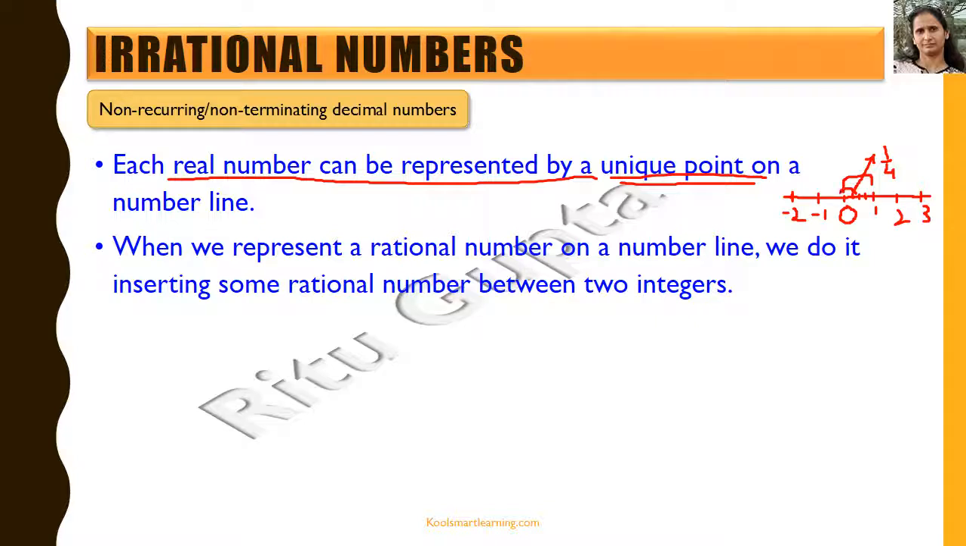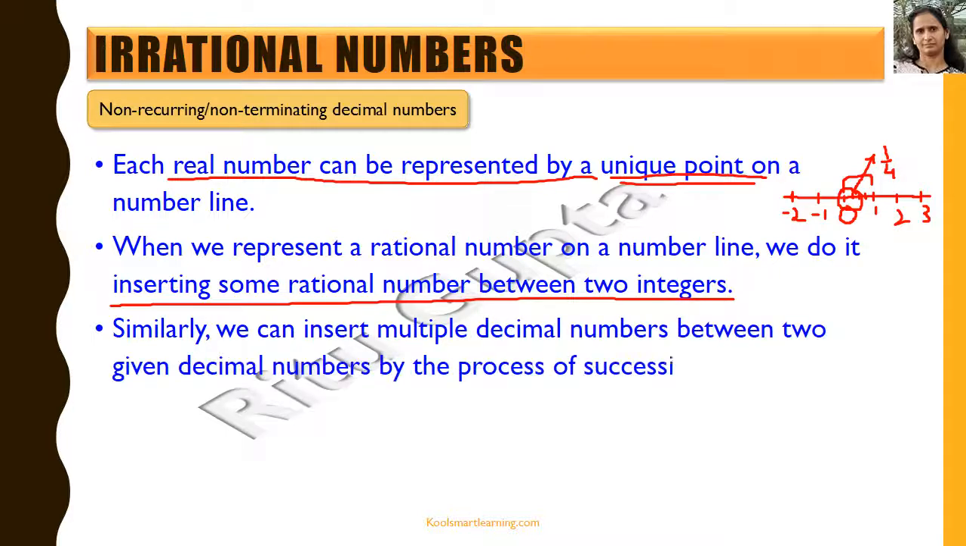Now if instead of 1 by 4 we have to represent 1 by 8, we will zoom into this part which is between 0 and 1 by 4. We'll magnify that part and then we'll further divide it into two parts and mark the point 1 by 8. So this is how we normally represent any rational number. We insert some rational numbers between two integers, and if the rational number requires so, we magnify that part and then again divide that into some more rational numbers.